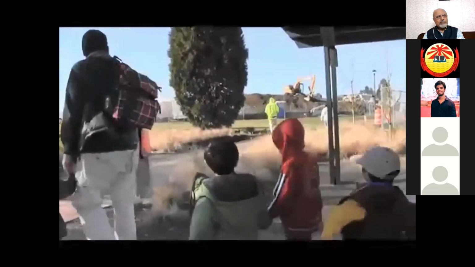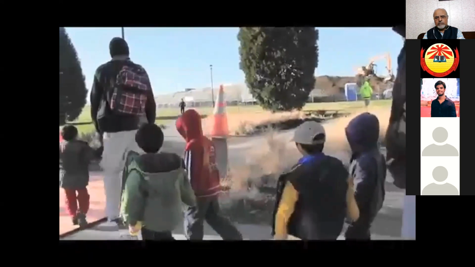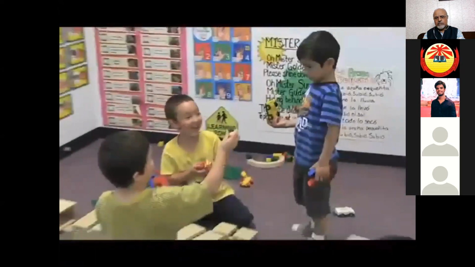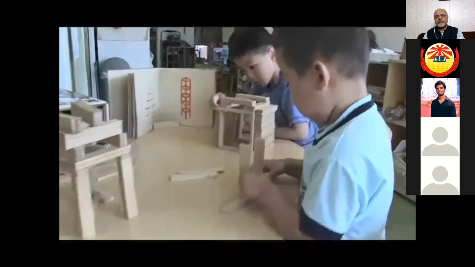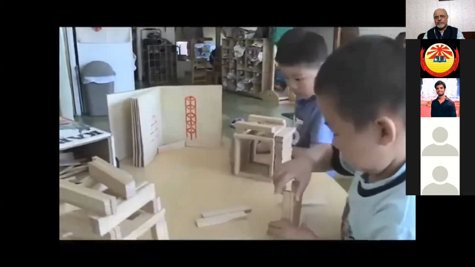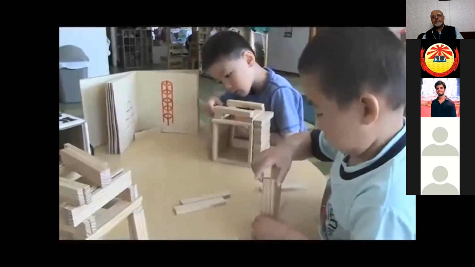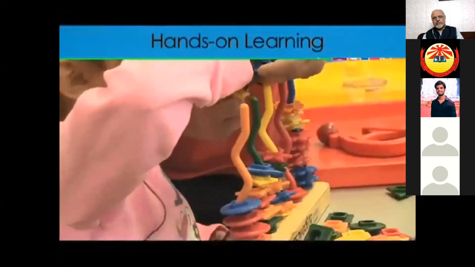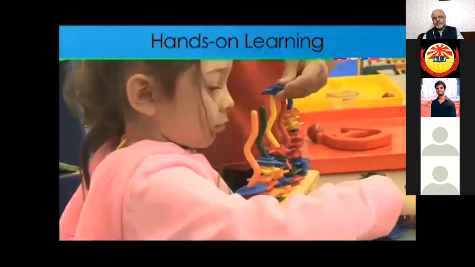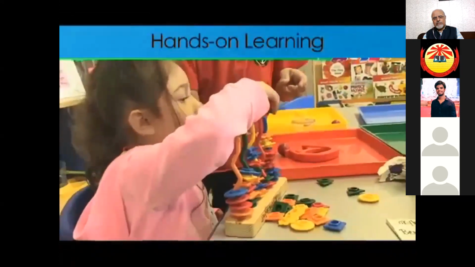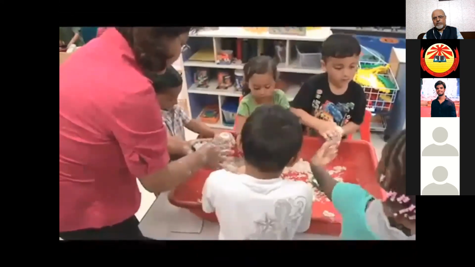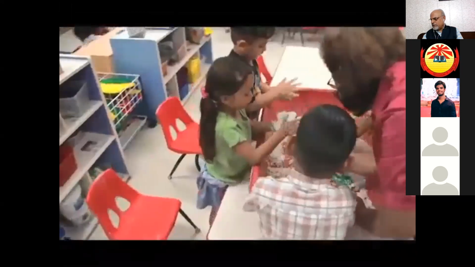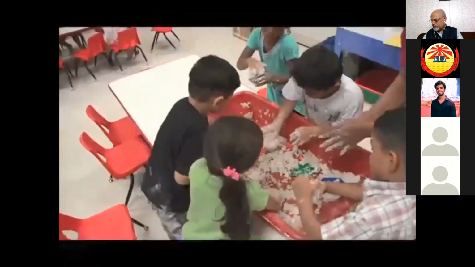In this example, the teacher knows that there is a large construction project in the neighborhood. The teacher adds construction vehicles to the block area and puts construction books in the book area and plans activities around key vocabulary and concepts. A third strategy to make learning meaningful is to provide hands-on learning. Instead of just talking about or demonstrating a new concept, the teacher plans activities that allow children to touch, manipulate, or experience the concept in a real way.